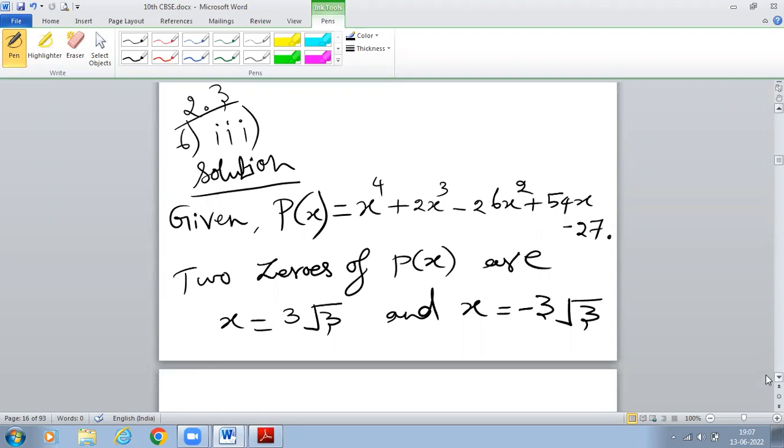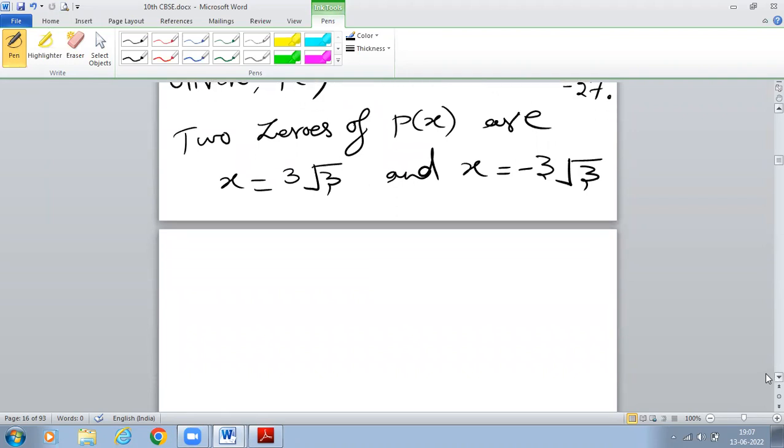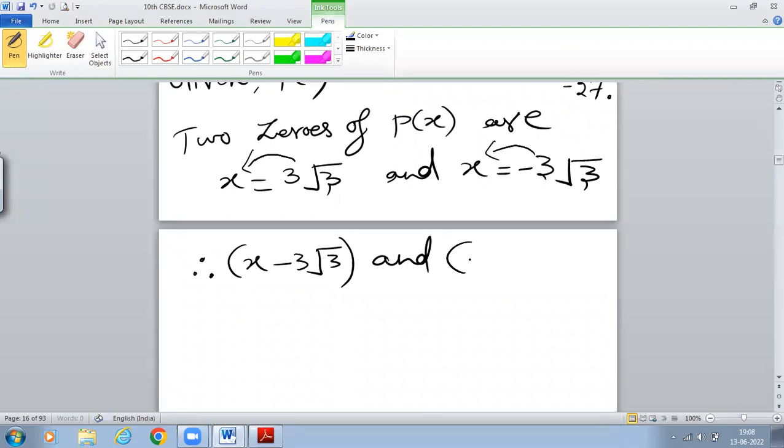So how I'm going to do it: see here, x is equal to 3 root 3 is one zero. If we take this 3 root 3 to the left hand side, it becomes minus 3 root 3, so x minus 3 root 3. And here, x is equal to minus 3 root 3; when it is taken to the left hand side, it becomes plus 3 root 3, so x plus 3 root 3. So these are the two linear factors.